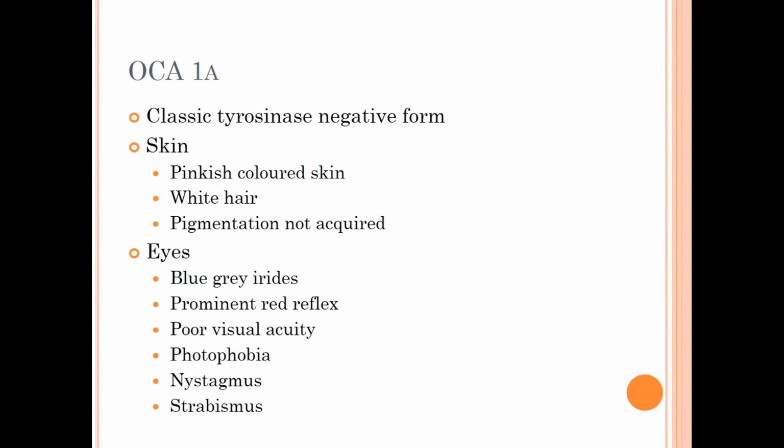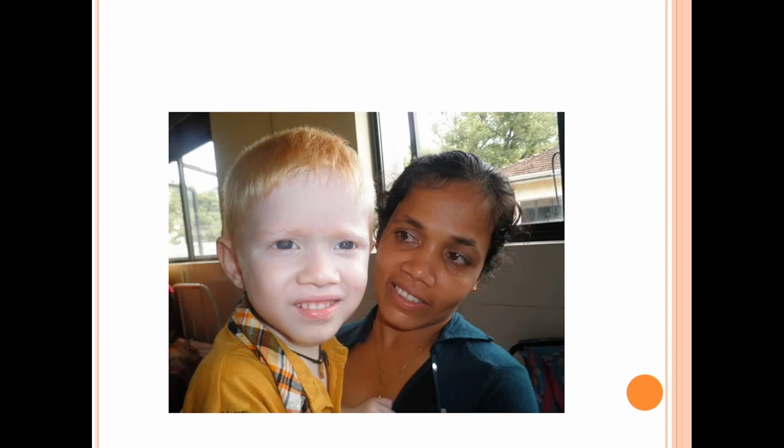If there is total loss of tyrosinase enzyme, the patient will not have any pigmentation at all for a lifetime. No pigmented nevi, the skin appears pinkish colored, and they will have eye involvement with blue-gray iris, prominent red reflex, and poor visual acuity and other eye manifestations. And this is one of the patients with oculocutaneous albinism.